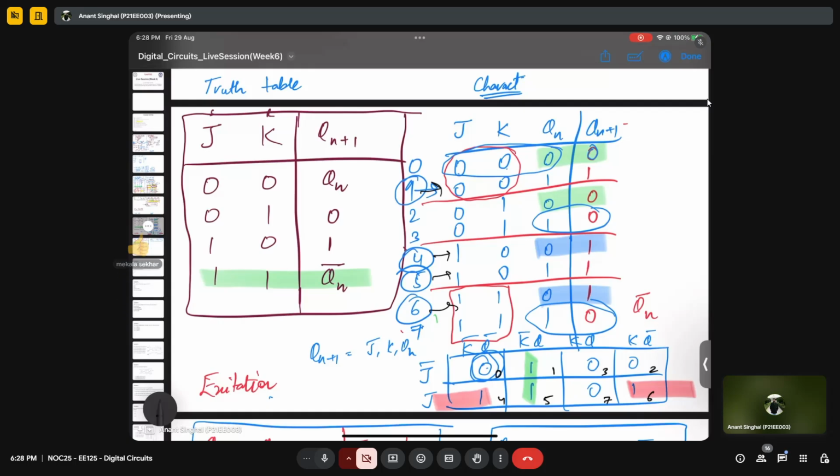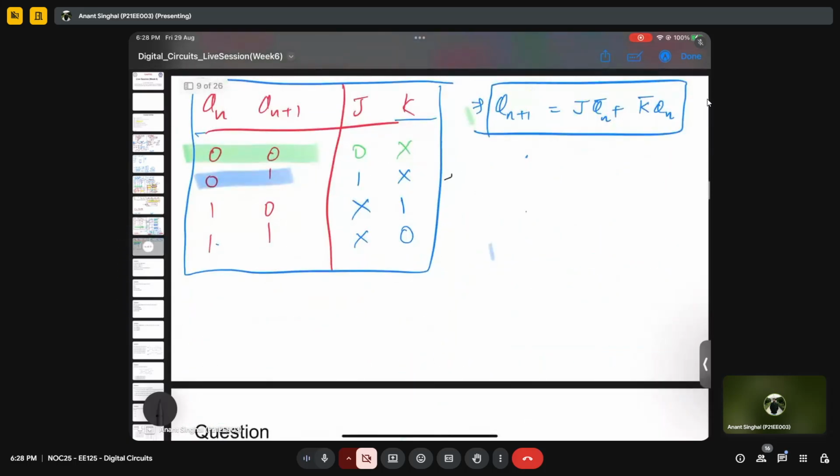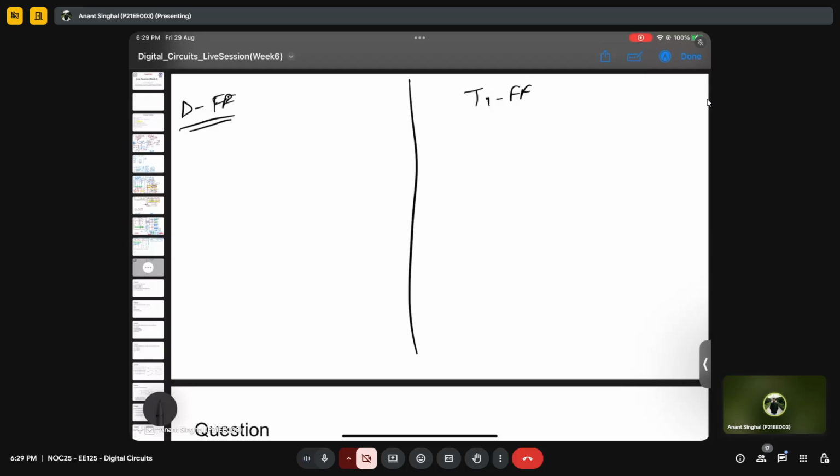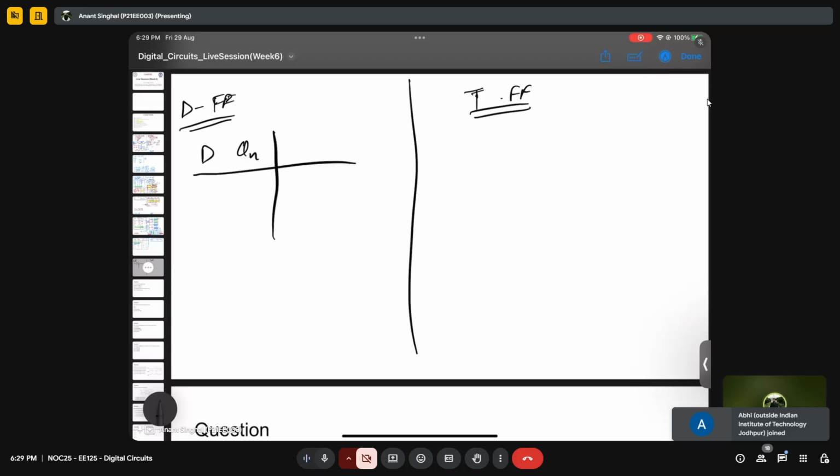Okay. So then we have two more flip flops, D and T, that are very easy, because the D flip flop is a single input flip flop. Similarly, the T flip flop is a single input flip flop. So let me write it quickly because I will not take much time. Let's make the characteristic table directly.